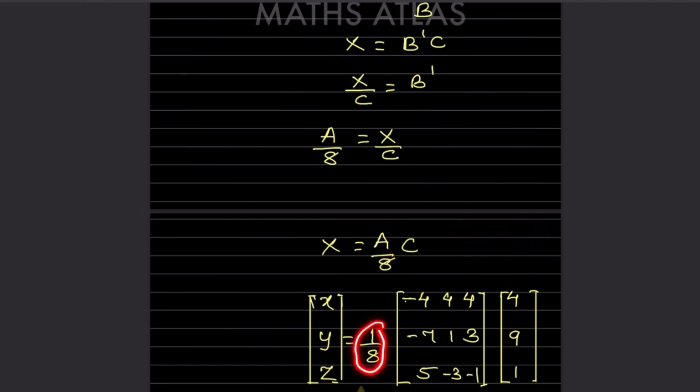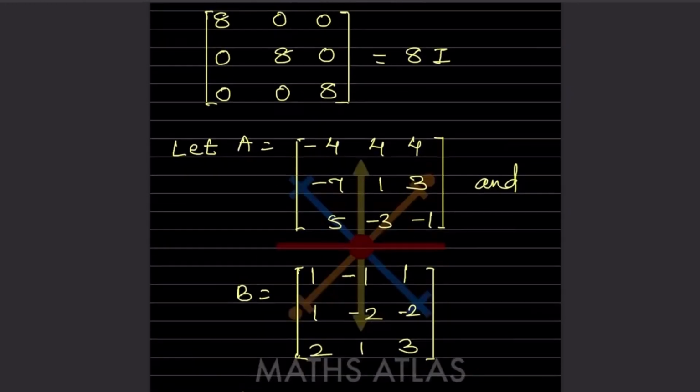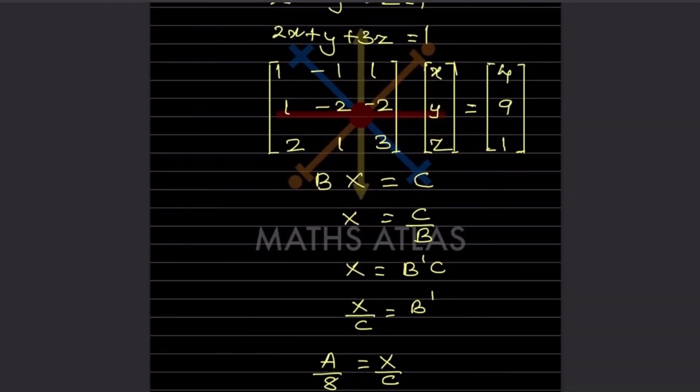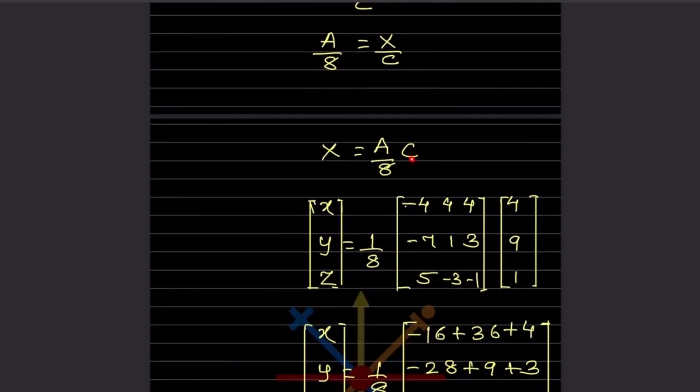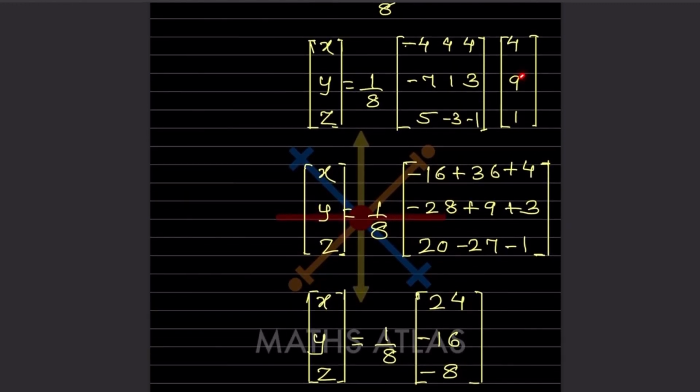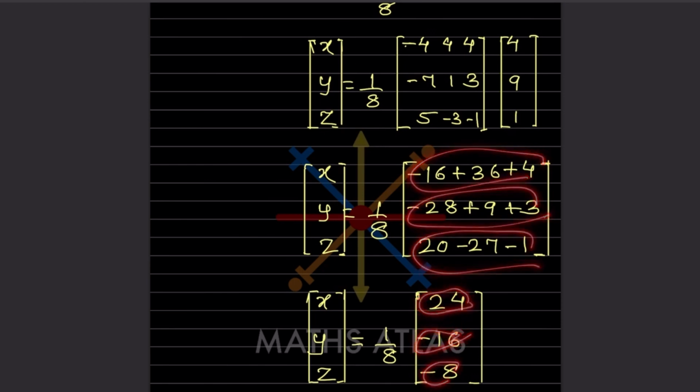So separately we wrote here 1 by 8, and A is this matrix that is already given in the start. So this we have considered as A. And this C is this one, 4, 9, 1. So now what are you going to do? You write this as it is. Now again you are going to multiply this, keep on multiplying, and you get this one. Again you will multiply this one, you get this. And again when you multiply this, you get this one. When you solve this, you get this thing, and 1 by 8 is as it is.